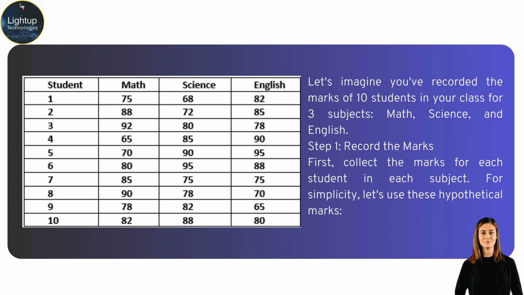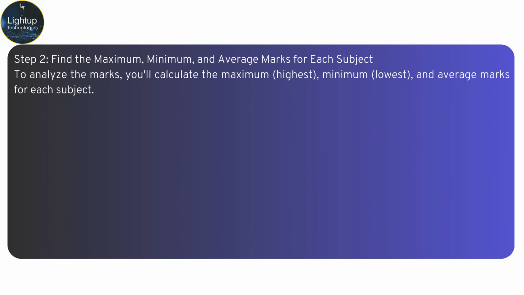Step 1. Record the marks. First, collect the marks for each student in each subject. For simplicity, let's use these hypothetical marks. Step 2. Find the maximum, minimum, and average marks for each subject. To analyze the marks, you'll calculate the maximum, highest, minimum, lowest, and average marks for each subject.